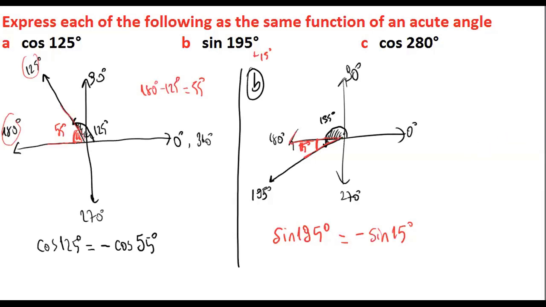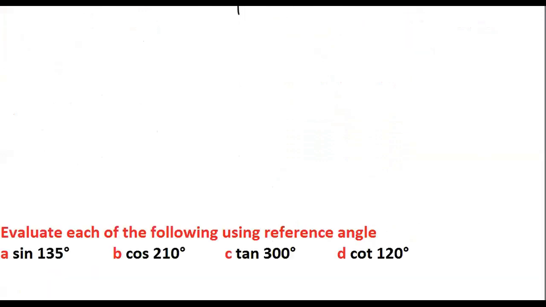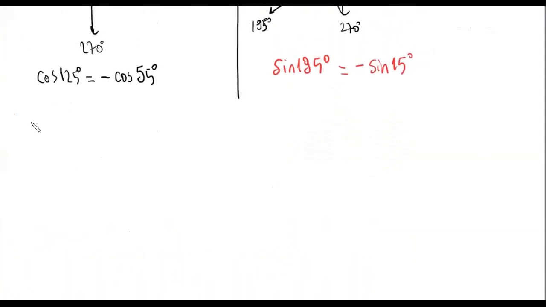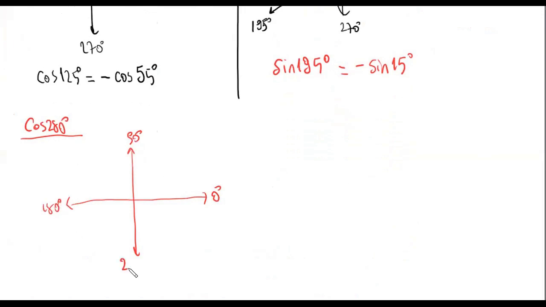So I'll do the last one, cosine of 280 degrees. For that, we are going to draw our axes first. And then, this is 0 degrees, 90 degrees, 180 degrees, 270 degrees. But we have the 280, right? So I need 10 degrees more. So it is 280 degrees, positive. Let's find the reference angle.